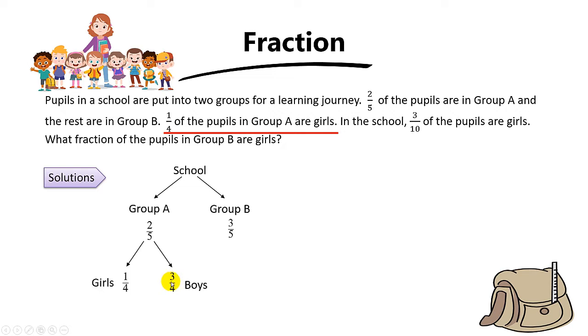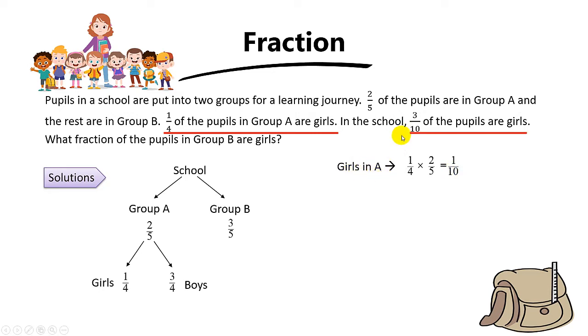Now, can we find the fraction of the whole school who are girls from group A? You can, because the branches are connected. It means you multiply. You take 2 out of 5 times 1 out of 4. When you multiply together, you cancel away the 2 and 4. So 2 times 5, you get 10. You get 1 out of 10. In other words, 1 out of 10 of the total students are girls from group A. Can you understand the difference? So 1 out of 10 of the total students are girls from group A.